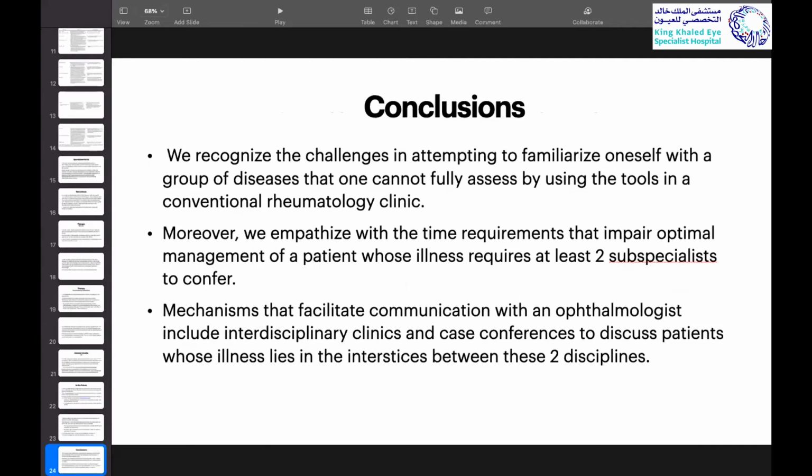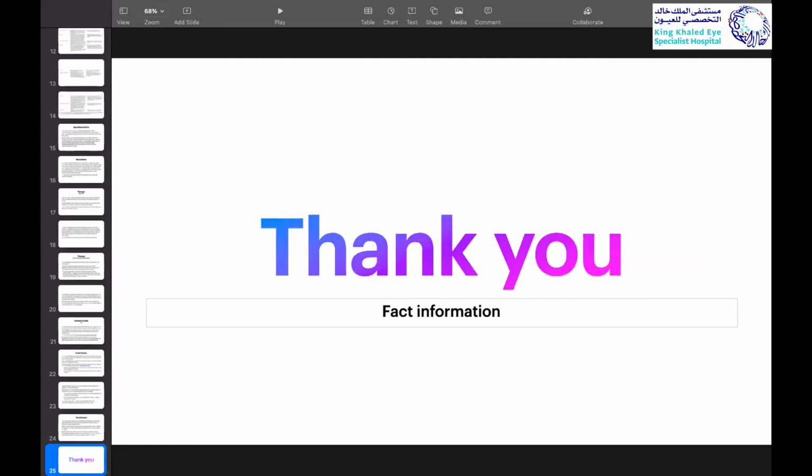In conclusion, it is recognized that there are challenges in familiarizing oneself with a group of diseases that cannot be fully assessed using the tools of a single specialty, or at least in rheumatology clinics. Moreover, it would be helpful to establish multidisciplinary clinics where rheumatologists and ophthalmologists can combine to see these diseases and discuss the need for immune suppression and what other options we have. Thank you so much for listening, and this was my talk. I accept any questions.